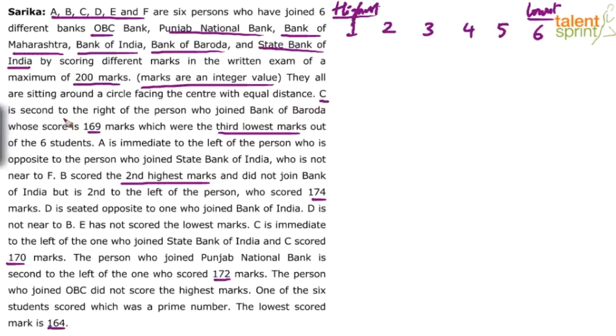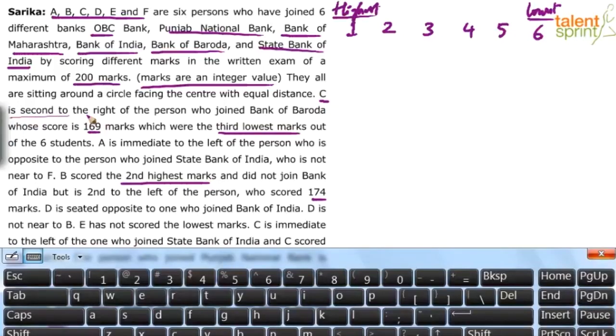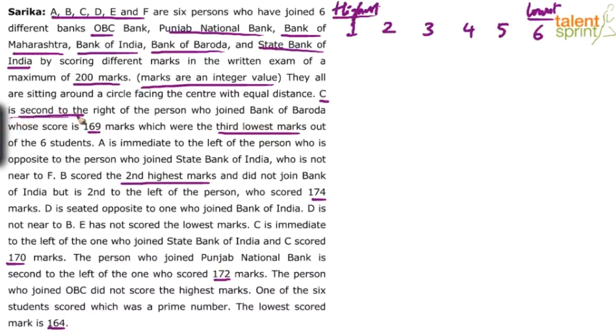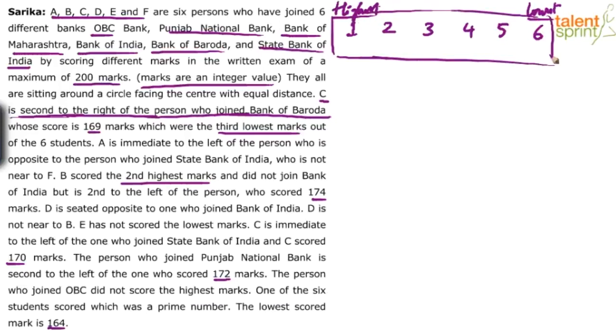Right? So if you read the first point, it says C is second to the right of the person who joined Bank of Baroda. So that's a simple point, right? C is second to the right of the person who joined Bank of Baroda. So let me draw, we'll put the marks here, right? You don't have to do all this in the exam, by the way. I'm just trying to do it neatly so that you can follow it easily. You won't be awarded any marks for neatness in the exam. So what I'm going to fill up in the cells is the marks, right?